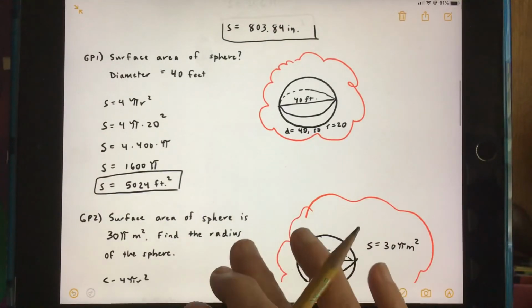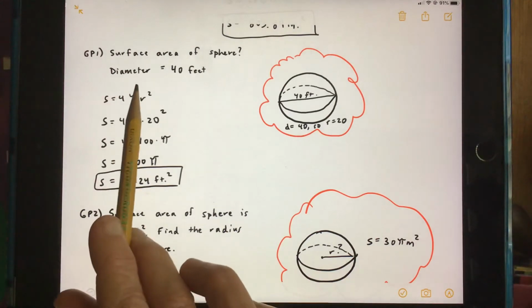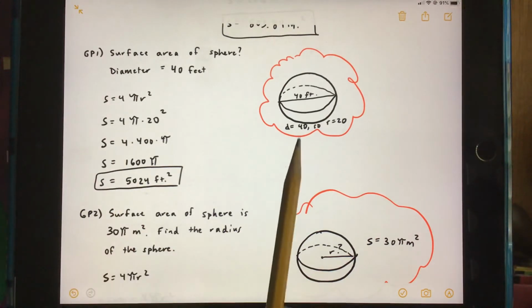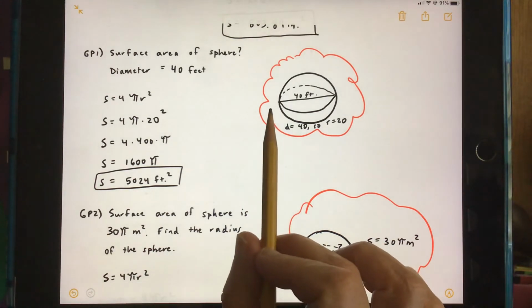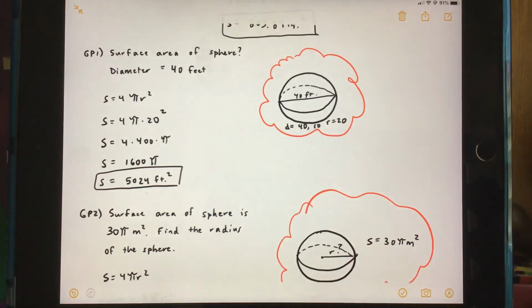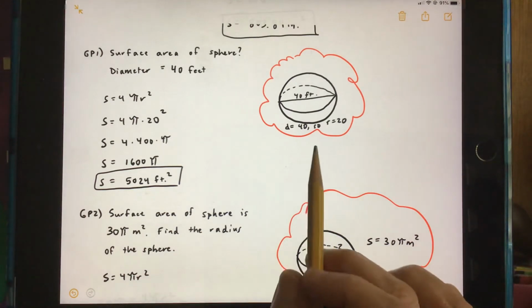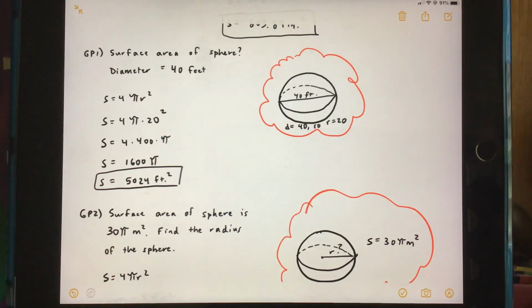Guided practice 1. What is the surface area of this sphere? Well, they tell us it has a diameter of 40 feet and they don't draw it for us, so I went ahead and drew the picture so I could get a visual image of what we're doing. My diameter is from one side of the sphere through the center to the other side. And I know that my radius will be exactly half the length of my diameter. So right here I'm thinking through, if my diameter is 40, the radius is 20. And I'm going to use that radius in my formula. I won't use the diameter.